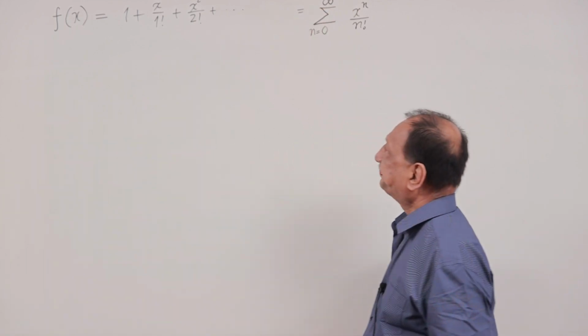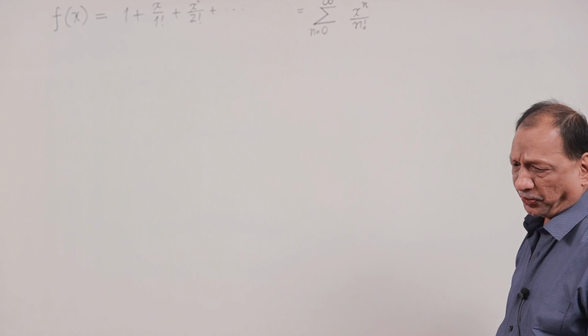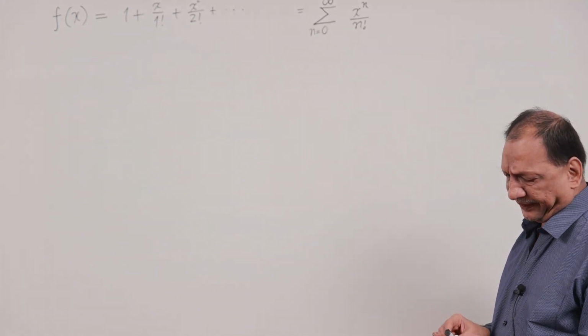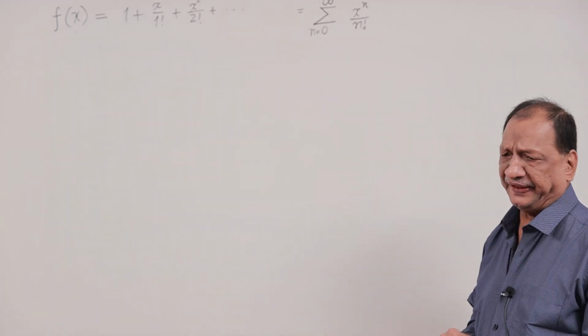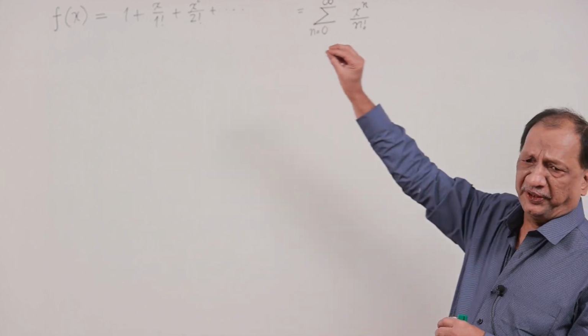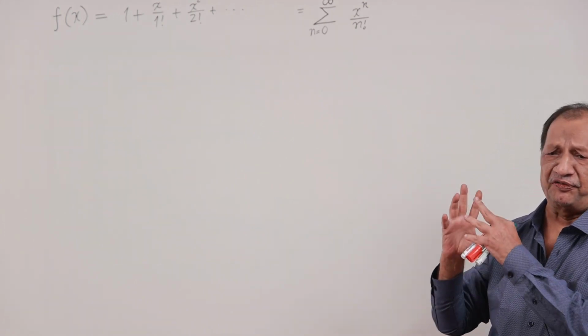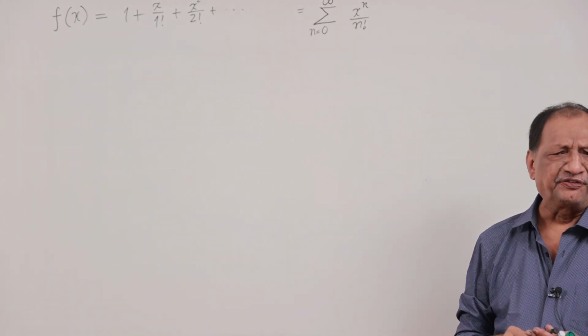So there is sigma n equal to 0 to infinity of x to the power of n by n factorial. If you add, what you get is the value. Now, depending on the x, that value will be different. So I've just called it function of x. Whatever the value of x you use, you get a different value.